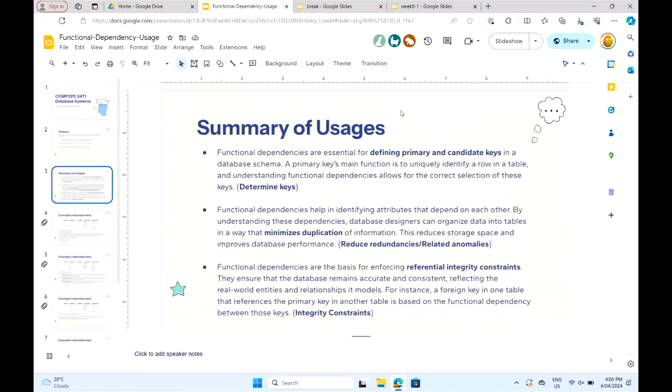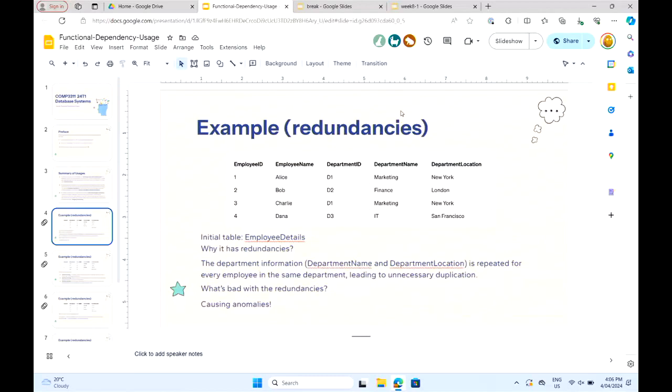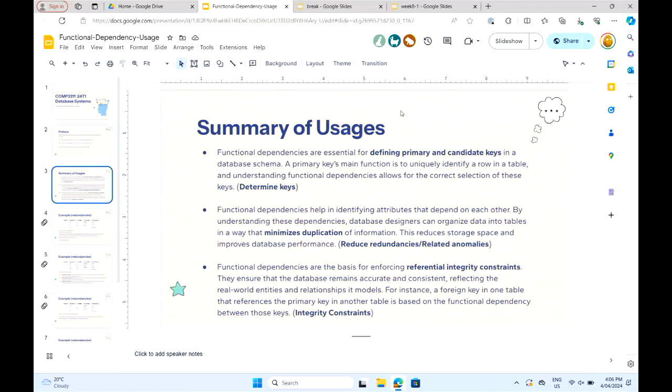However, there are three key points here. The first one is it is very useful to determine keys, because it can help us to find whichever attributes could determine the value of other attributes. And this is quite natural for a key. The second one is it can help us to normalize the database and to reduce or remove redundancy. I have shown a very basic example in the slides here to show you how it could be used to remove redundancy.